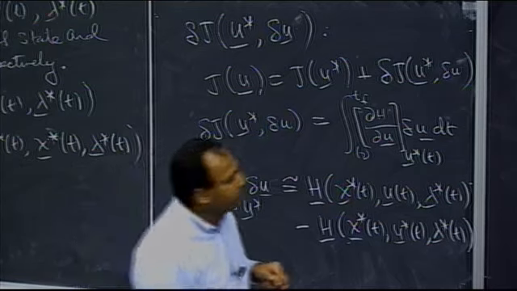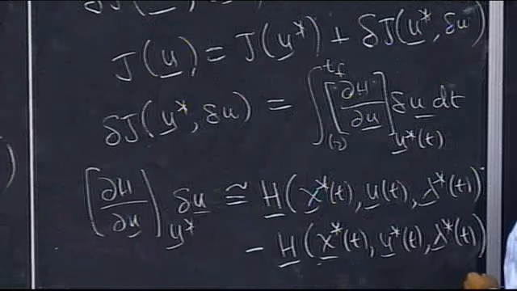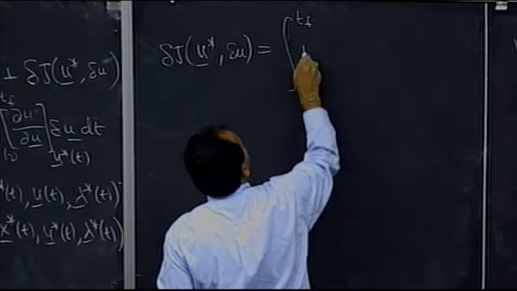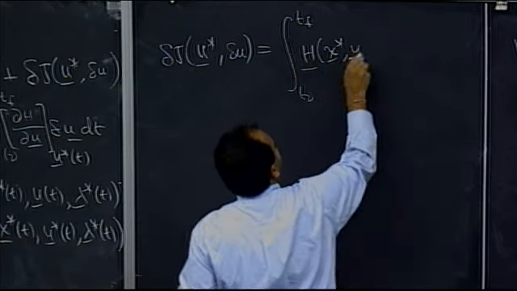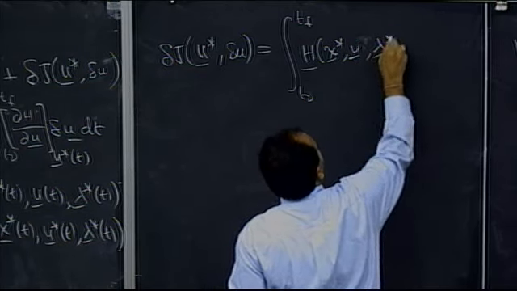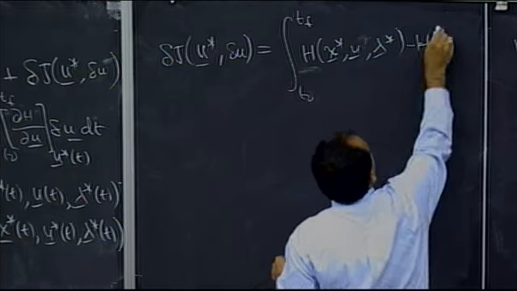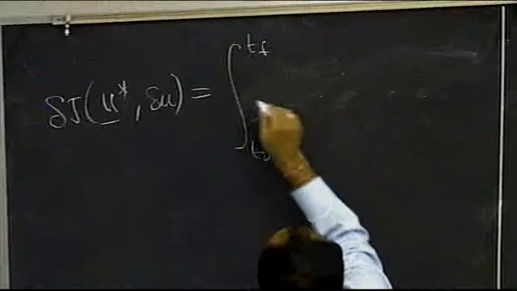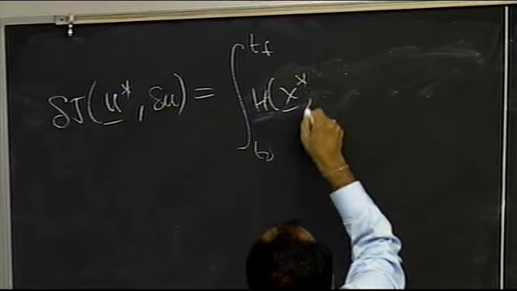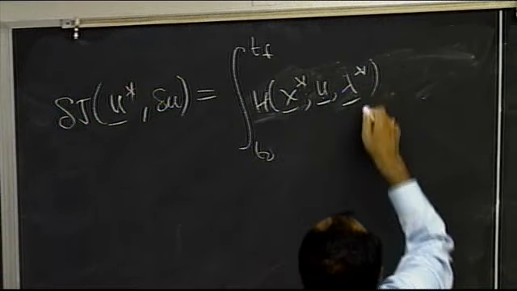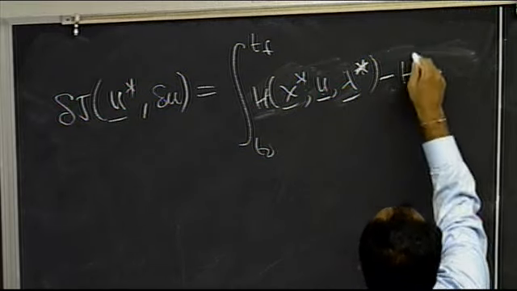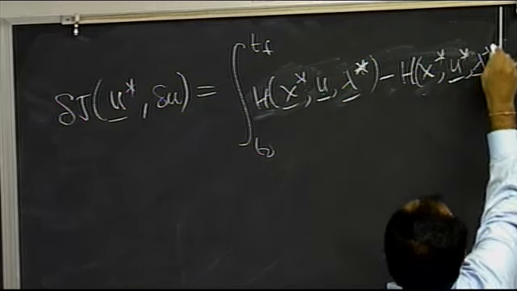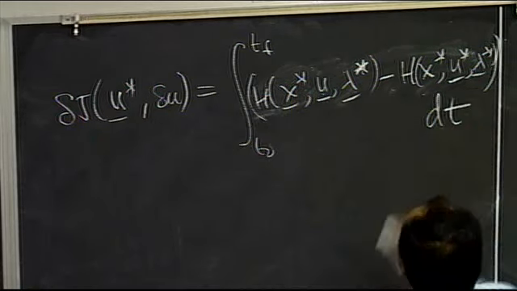So if you look at this term here, it is going to equal the integral from t0 to tf of H of x star, u, and lambda star, minus H of x star, u star, and lambda star, this whole thing dt. I don't have enough room here, so let me write this a little smaller.